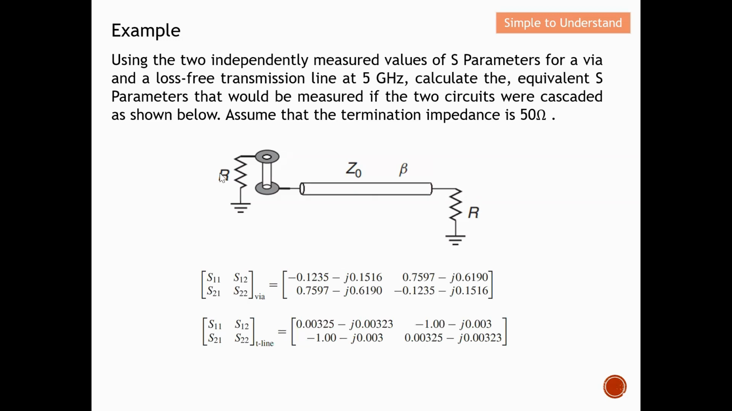Which means this is 50 ohm, this is 50 ohm. I have the via, I have the transmission line, and I have the S parameters to describe the via as shown over here. I have also the S parameters to describe the transmission line as shown over here. Now I'm going to show you how we can convert the S parameters into ABCD parameters.